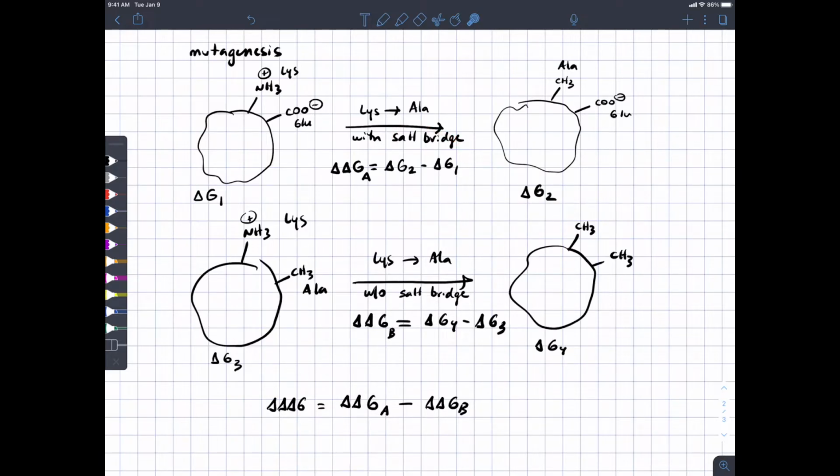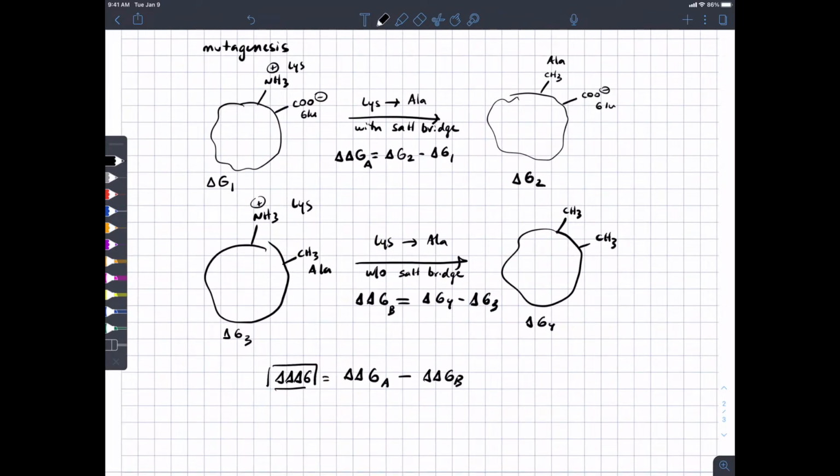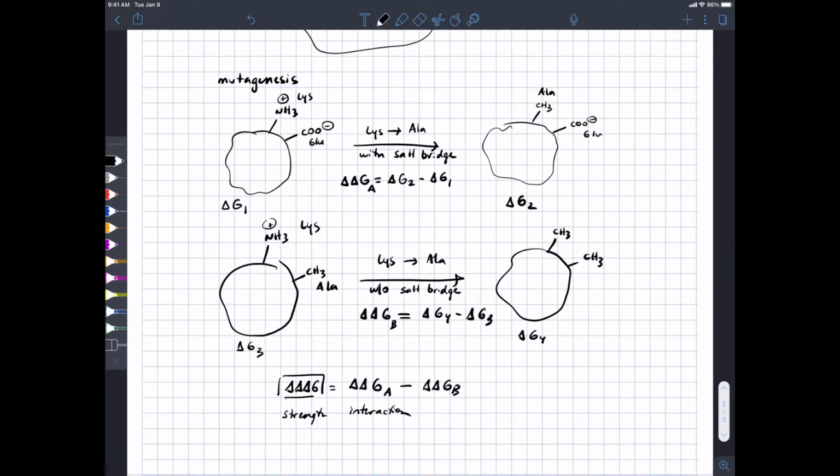Okay. This gets ridiculous, right? With all of the deltas, we start to look like we're trying to start some sorority or fraternity or something like that. But this will tell you the strength of the interaction that you're interested in. I've been sloppy with signs here. Technically, if we wanted a number that reflected the favorability of a salt bridge interaction, we would start here, go to there, start here, go to there, and then subtract those double delta G's.